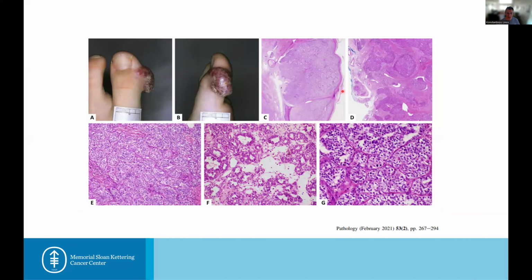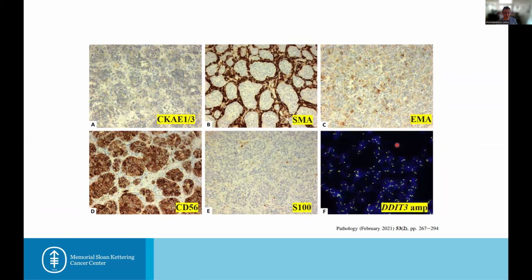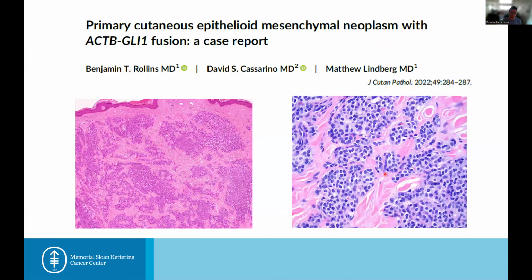This one was the first case that was reported in the skin. Again, this glomoid pattern, multinodular with these round ovoid cells. The cells were positive for CD56, negative for S100 and CDK3, and also showed DDIT3 amplification, which is very close to the GLI1 gene. And all the cases that have shown GLI1 amplification are DDIT3 amplified. And that's important because if you want to prove it by FISH, this is widely available commercially.